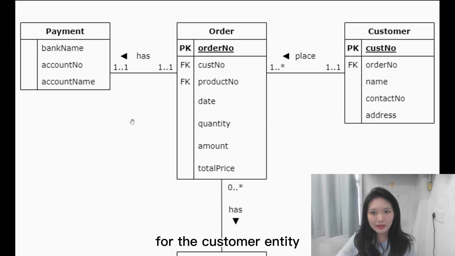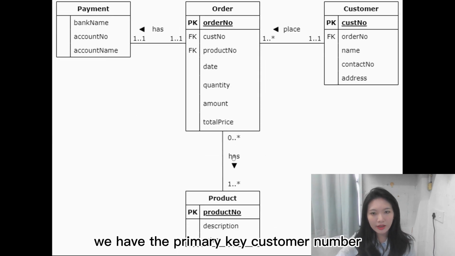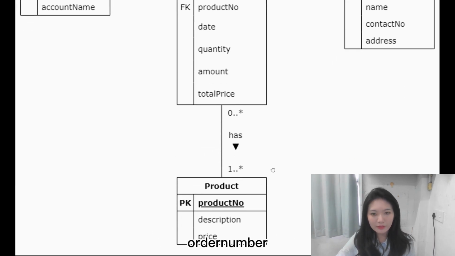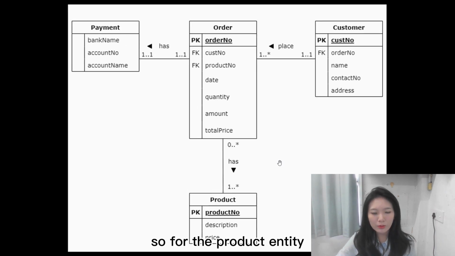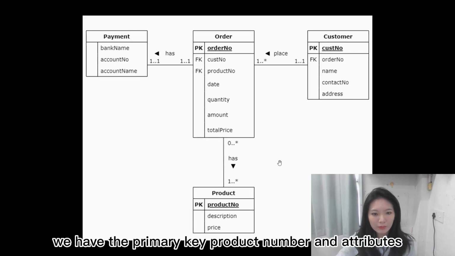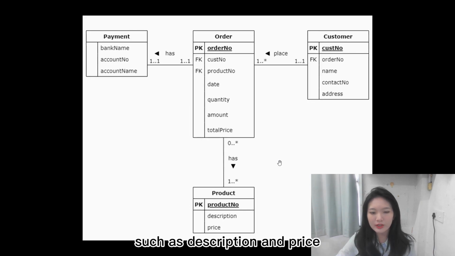For the customer entity, we have the primary key, customer number, and also a foreign key, order number, and attributes such as name, contact number, and address. For the product entity, we have the primary key, product number, and attributes such as description and price.